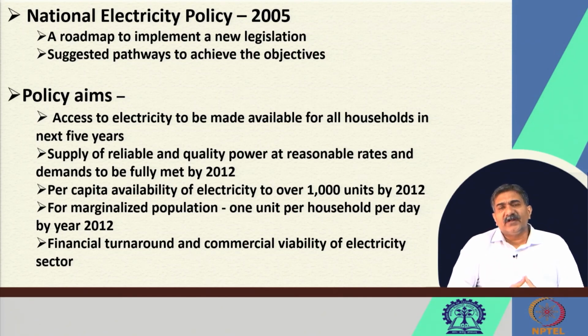Per capita consumption in India is not really comparable with the developed countries, and that is why it suggested that per capita availability should be over 1000 units by 2012. Along with that, it also suggested that we cannot leave a large section of the population living on the periphery, the marginalized section, and therefore the policy suggests that 1 unit per household per day should also be the target.